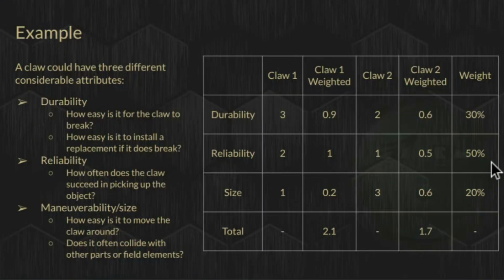Reliability is going to be the most important part of this claw, and therefore it has a weight of 50%, the largest of the 3. And then for size, that's important, but not as important as the other two, so it only has a weight of 20%. Then, as you can see, these columns were added up to get the total scores, and according to this decision matrix here, Claw 1 is going to be the better option.